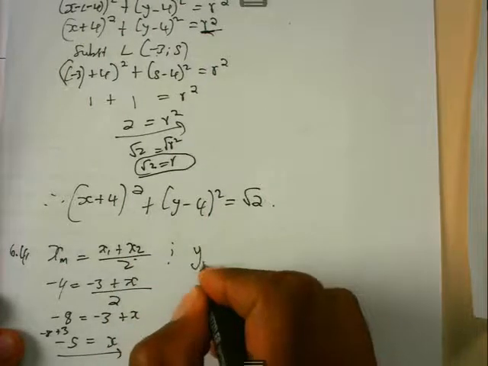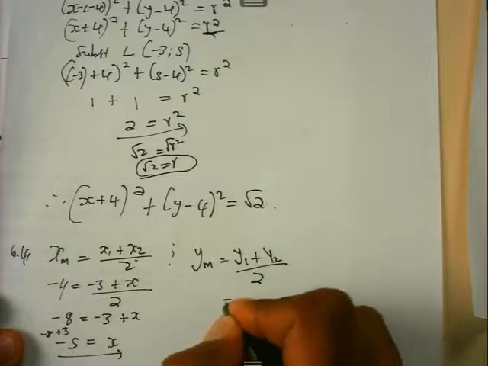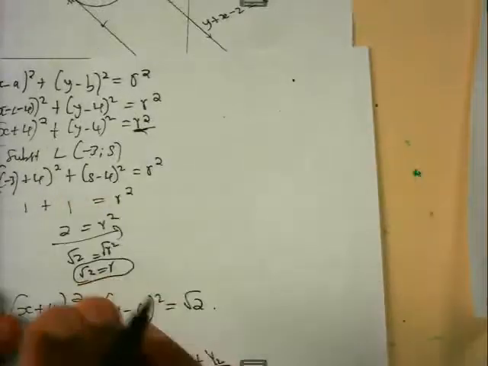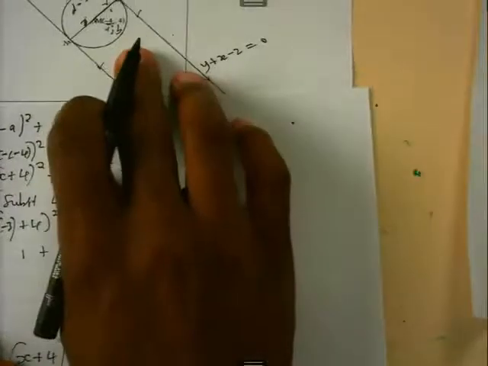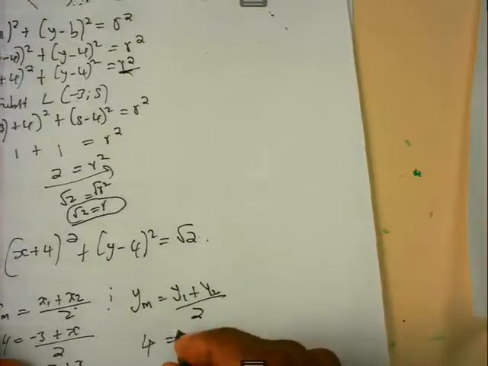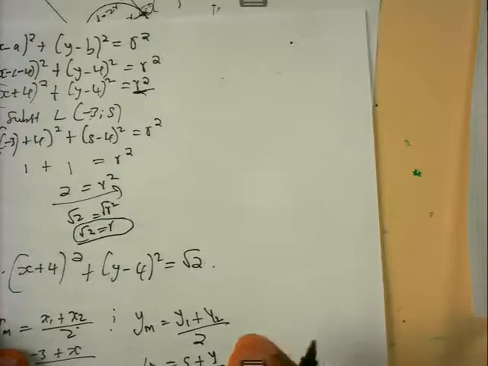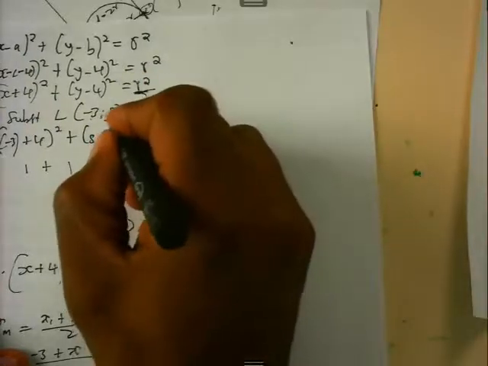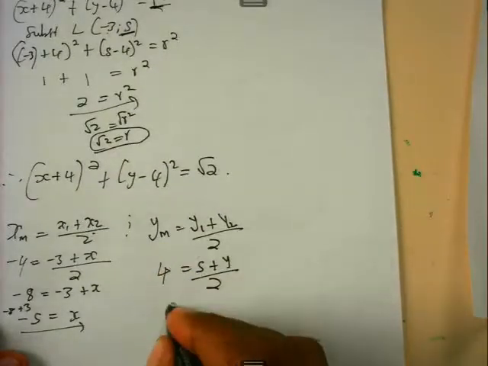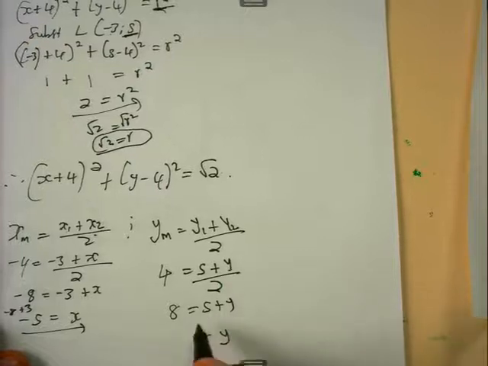Of course, the y value at the midpoint is equal to y1 plus y2 divided by 2. And the y value at the midpoint there, you remember you said is a positive 4. That is 4 is equal to y1, which will be 5, plus y divided by 2. From the coordinates of L, y is 5. 2 times this, it's 8, is equal to 5 plus y.